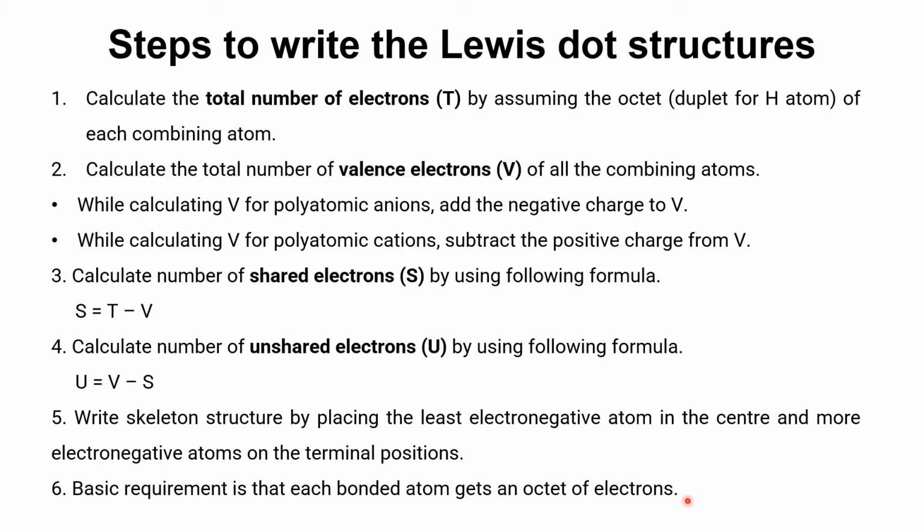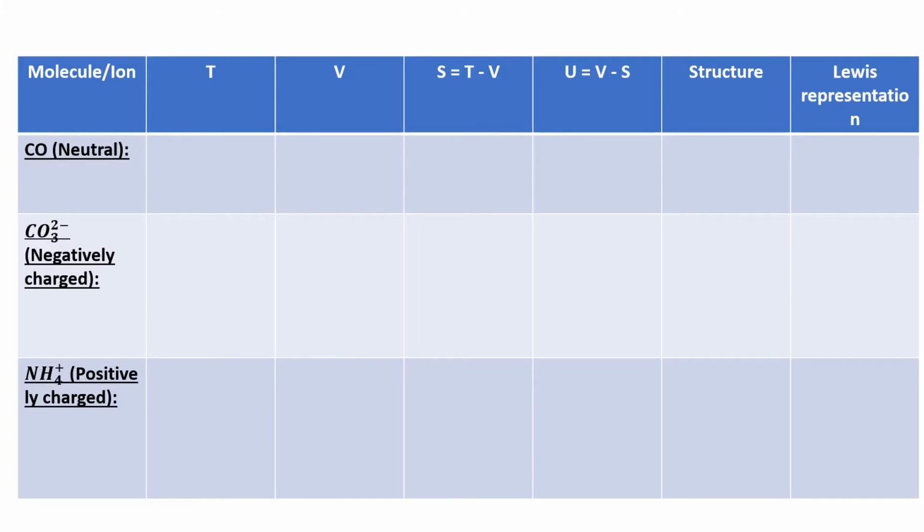So let's see some examples now and try to follow these rules while drawing the Lewis dot structures. Let's start with CO first, which is a neutral molecule, and CO is basically carbon monoxide. First of all, we need to calculate T for CO. T was the total number of electrons by considering an octet for each atom. So for carbon we will write 8 electrons, and for oxygen we will write 8 electrons. So the total would be 16. So the value of capital T for CO will be 16.